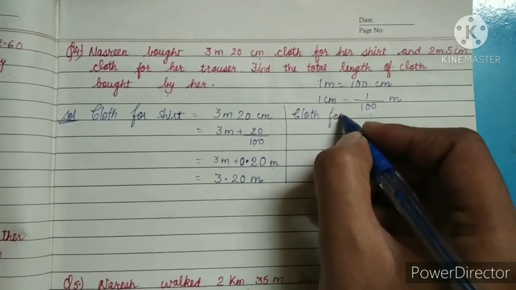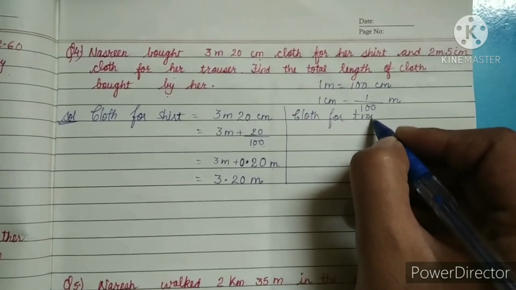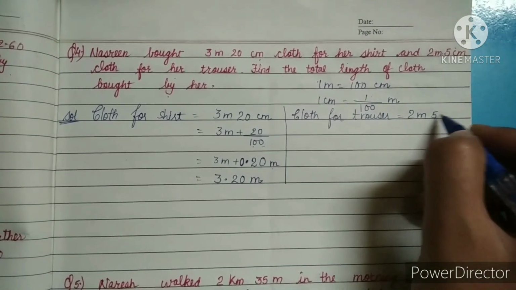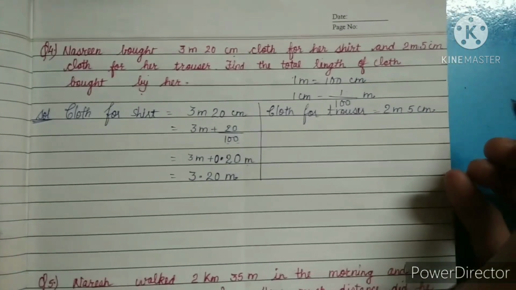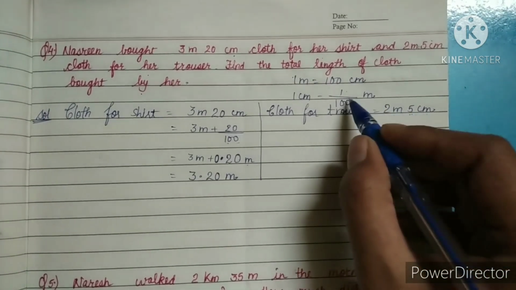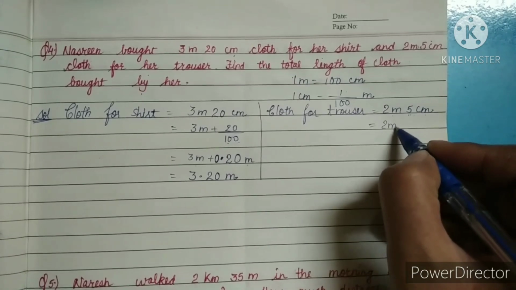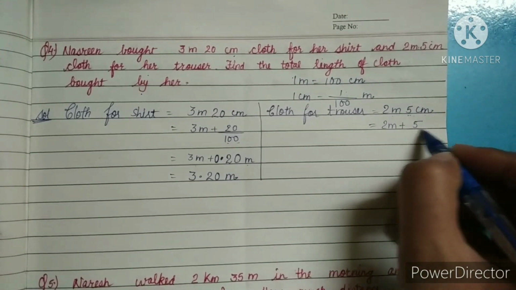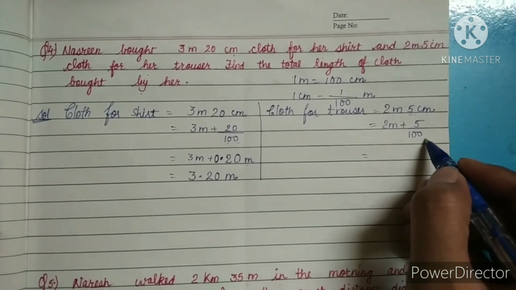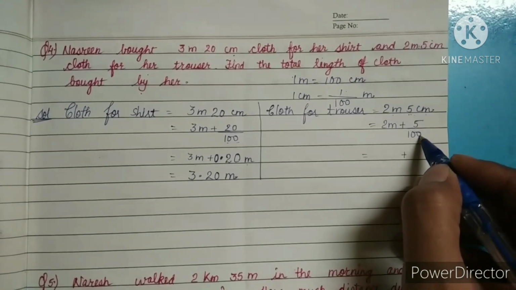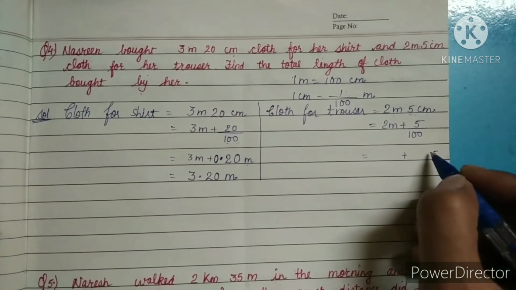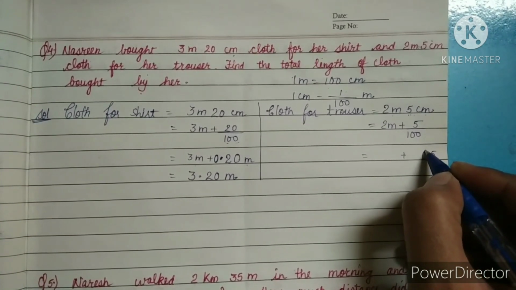Cloth for trouser, she purchased 2 meter 5 centimeter. We have to convert this 5 centimeter into meter. It means 5 will divide by 100. So 2 meter plus 5 by 100. In the 100 we have 2 zeros. It means we have to leave 2 values from the right hand side. First value is 5. Second value will become 0.